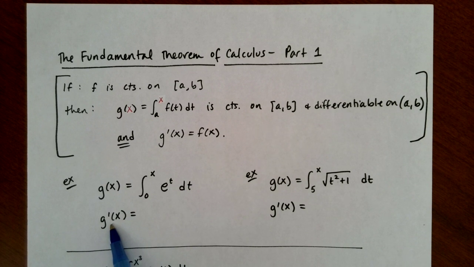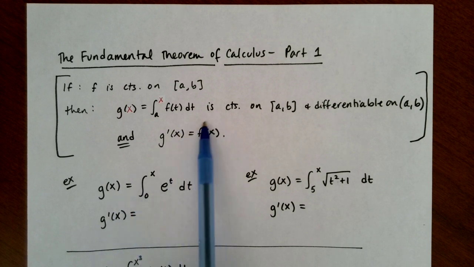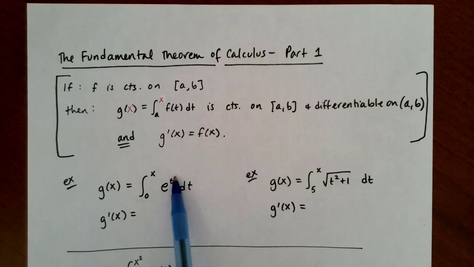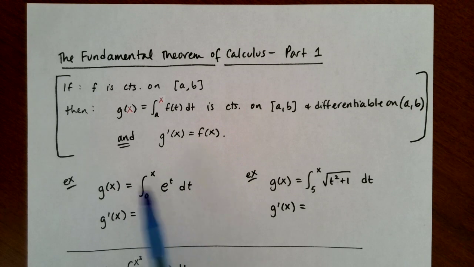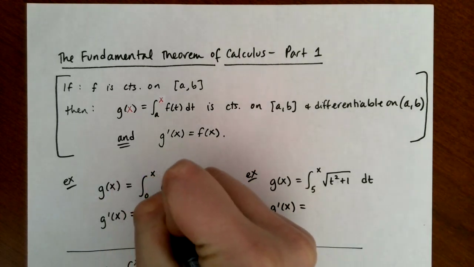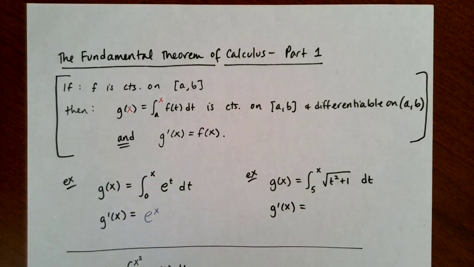All right, so this theorem says it's going to be the integrand that's in this integral right here, but with an x as the variable. So instead of e to the t, I'll write e to the x, and I'm done.